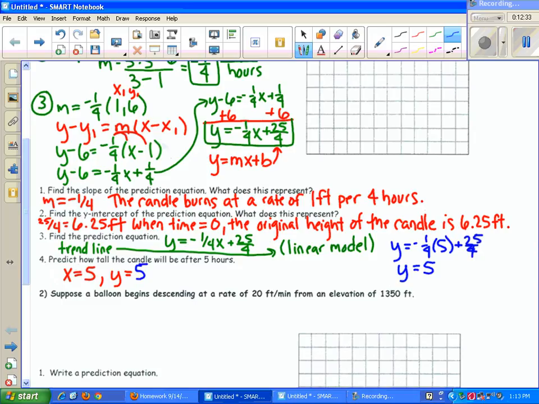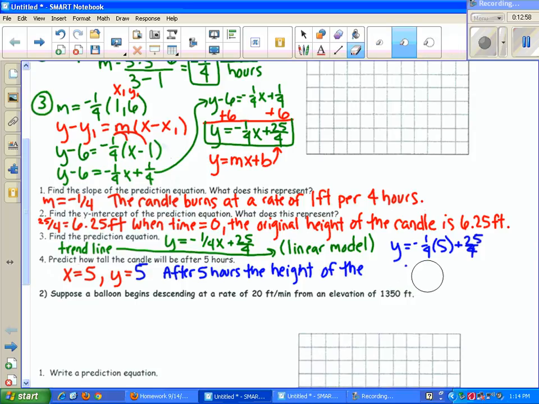And so if we put this in words, this means that after 5 hours of burning, the height of the candle is going to be 5 feet tall. So after 5 hours, the height of the candle, I'm going to erase this so that we can write that in. So the height of the candle is 5 feet.